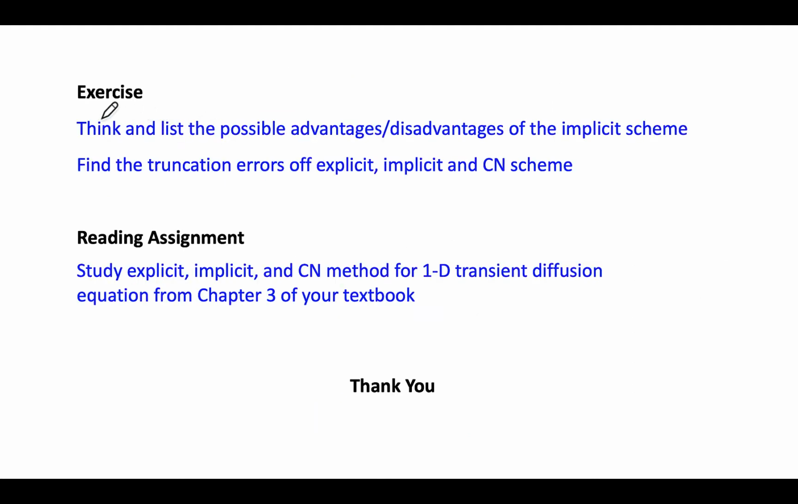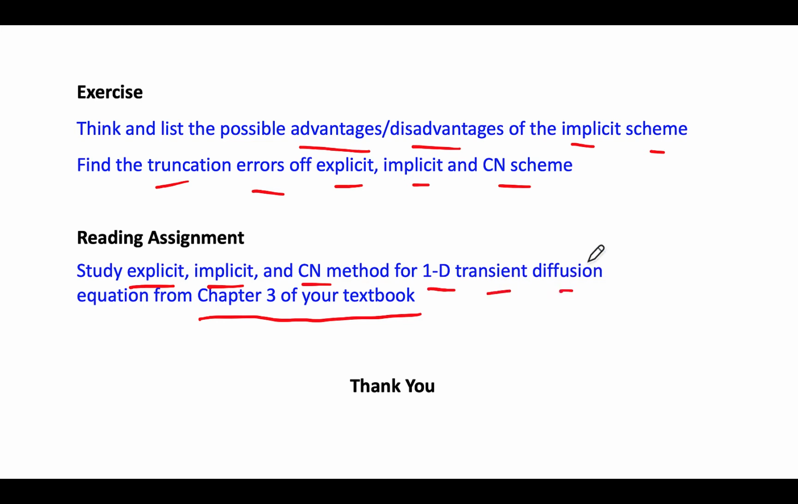You can now take a small exercise and list the possible advantages and disadvantages of the implicit scheme, and also calculate the truncation errors of the explicit, implicit and Crank-Nicolson schemes. You will probably find the Crank-Nicolson scheme to be relatively more efficient than the others. This is a good time to take a look at chapter 3 of your textbook and study the explicit, implicit and Crank-Nicolson methods for the 1D transient diffusion equation.